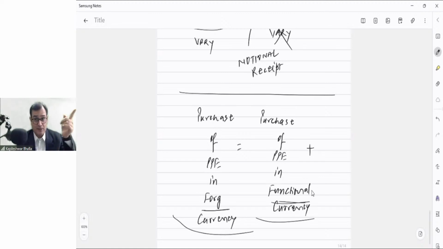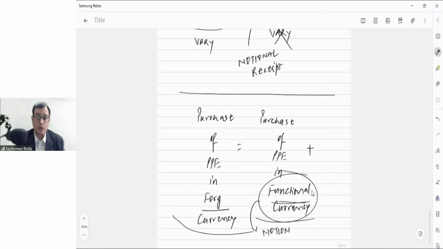If you can answer this, then I think you've understood this. Can I say a purchase of PPE in a functional currency is going to result in a notional payment? Because you are going to make a purchase in a foreign currency, but I'm saying that I am going to make a purchase in a functional currency. So this means that it will create a notional payment.